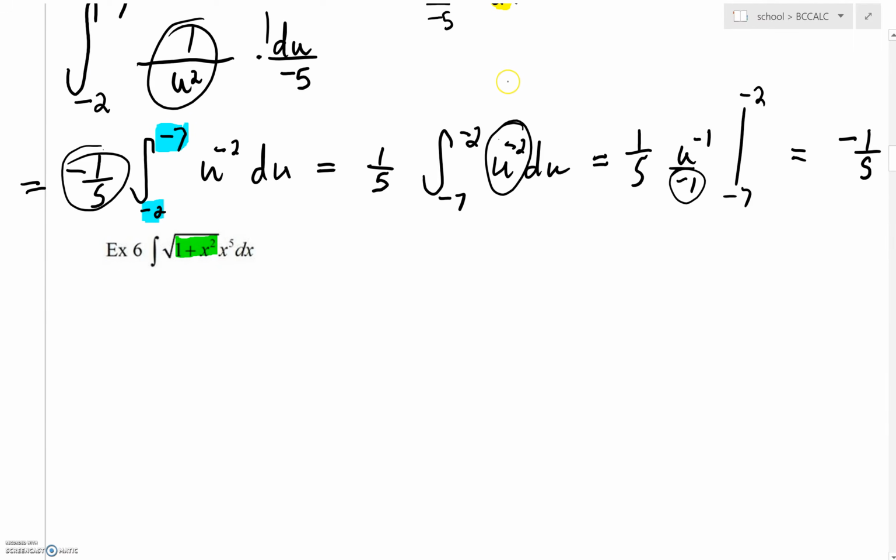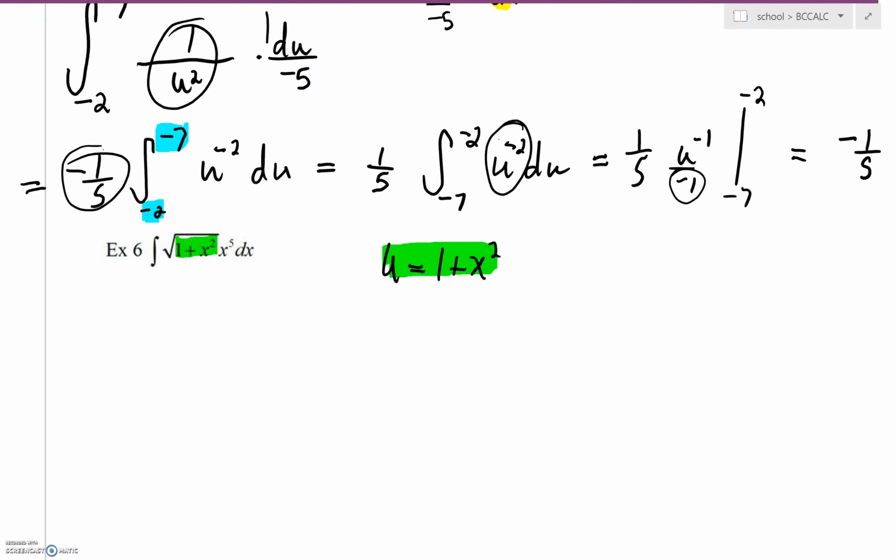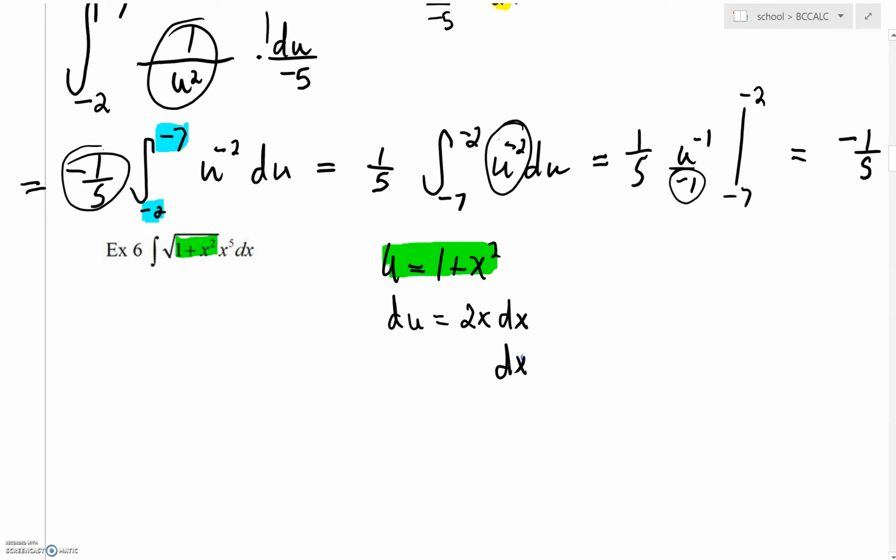Well, I see a 1 plus x squared inside of the square root, and my guess is I'll let u equal that expression. By the way, that's good thinking. That is, in fact, where we're going. By the way, we're back to an indefinite integral, no boundaries. Actually shortens the process a little bit. So then we'll have du is equal to 2x dx, and then dx will equal du all over a 2x.